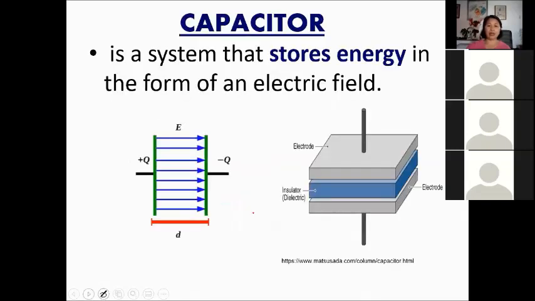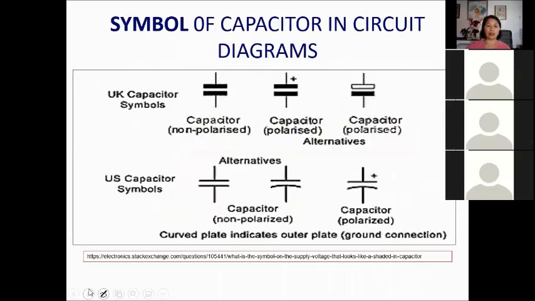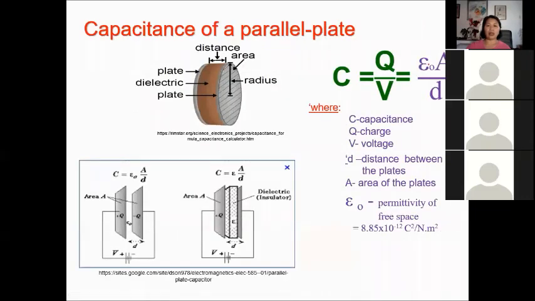Okay, so lesson summary. A capacitor is a system or a device that stores energy in the form of an electric field. Basically, in the simplest form, it consists of a pair of metal plates separated by a dielectric material or an insulating material. Symbol ng capacitor, yan, sa circuit. And we have another formula. So C is equal to Q over V is equal to epsilon times area over distance.